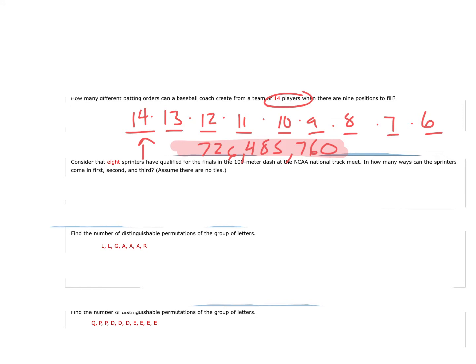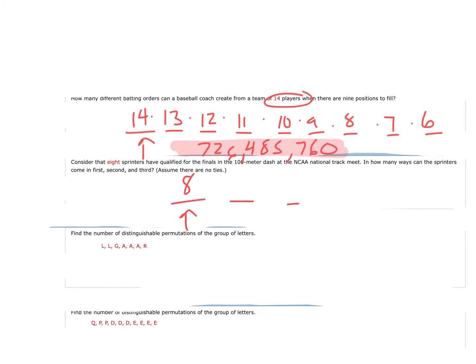Awesome. Number 2. Consider that 8 sprinters have qualified for the finals in the 100-meter dash in the NCAA National Track Meet. In how many ways can the sprinters come in first, second, and third? So first, second, and third are the 3 places we're looking at. How many different options do we have for people that could come in first place? 8. We have 8 sprinters total, so any of the 8 could be in first place.